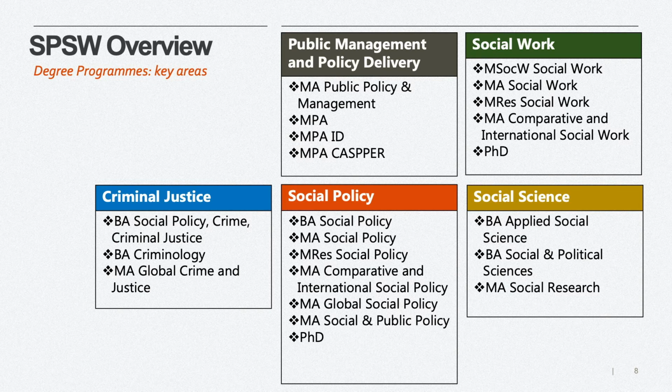Now, I'm not going to run through the detail of all of our degree programs, but on screen now you can see that we offer a large number of programs across a number of different specialisms, including criminal justice, social policy, public management and policy delivery, social work, and then broader cross-subject social science degrees. Some of the degrees are only offered at postgraduate level, so they're there for those who've already completed a first degree. But in all areas apart from public management and policy delivery, we run undergraduate degrees too, including degrees in social policy, social work, criminal justice, and applied social science.